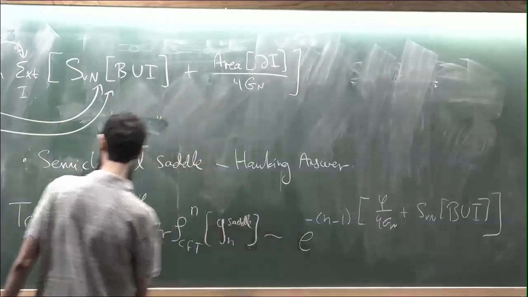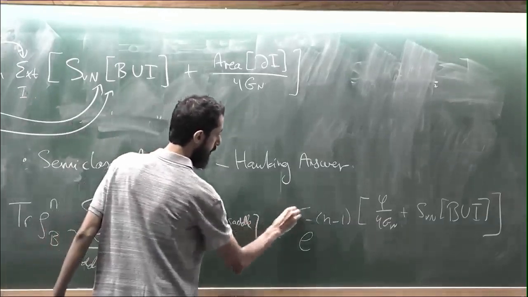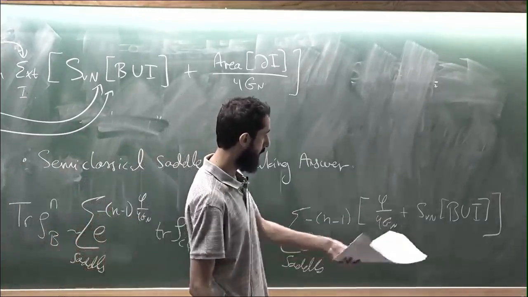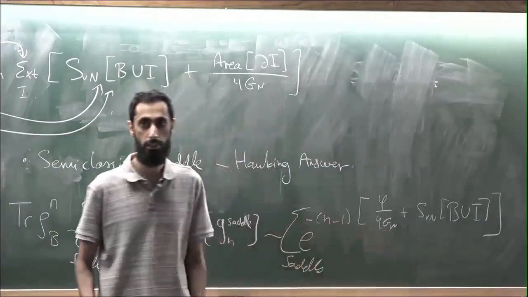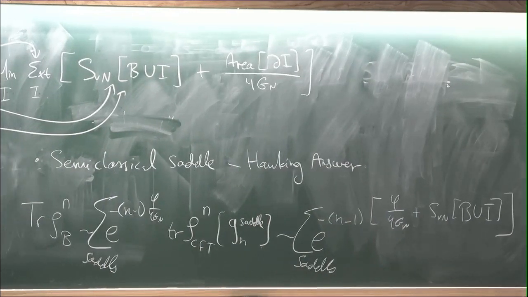But the idea is that this thing has a sum over saddles. And this thing is weighted by G Newton, and so one of these guys will win. Okay, so we see how we can get this nice formula from a very simple, very standard calculation: just compute trace rho to the n, and include all the saddles.